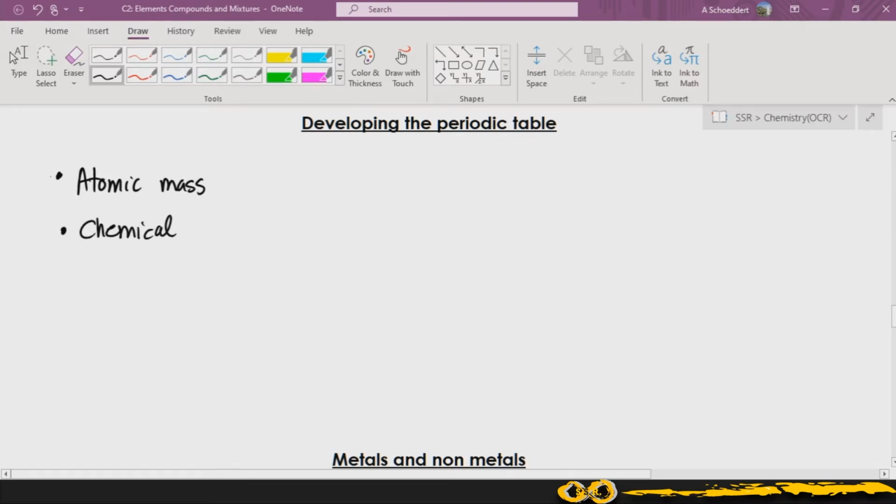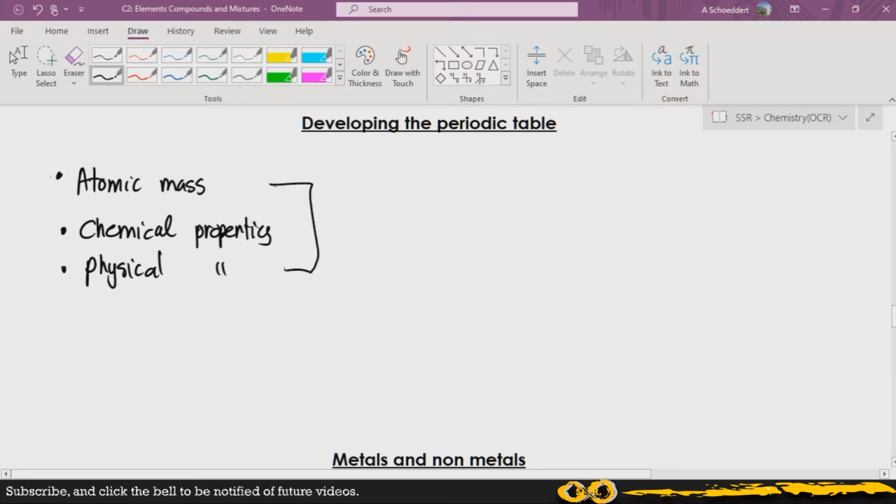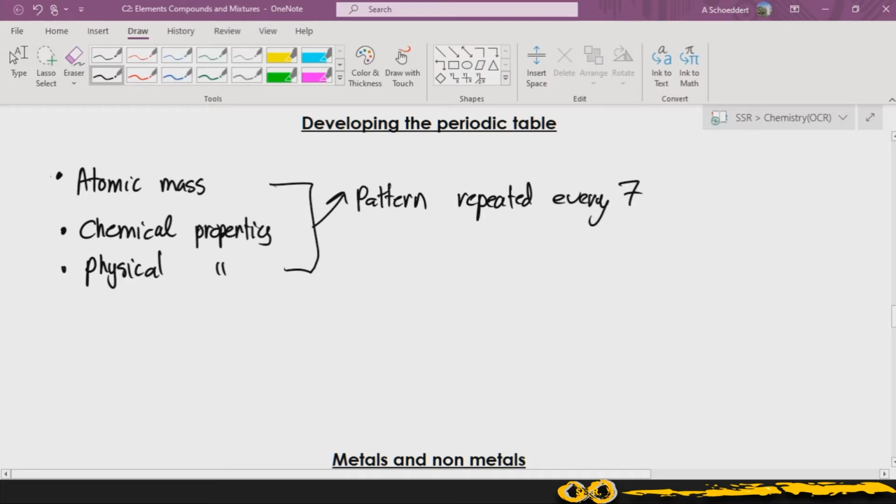He also grouped them by their chemical properties, so how they reacted, and by their physical properties, or how dense they were, or what their boiling points were, etc. And what he found when he looked at these 3 things together is he found a pattern. And the pattern repeated every 7 elements. Nowadays, we know that it's every 8 elements, but because elements at that time were discovered by reacting them with other things, and the noble gases don't react, the noble gases had not yet been discovered.